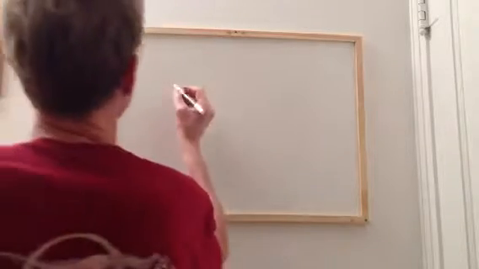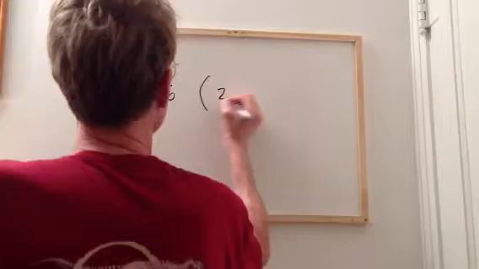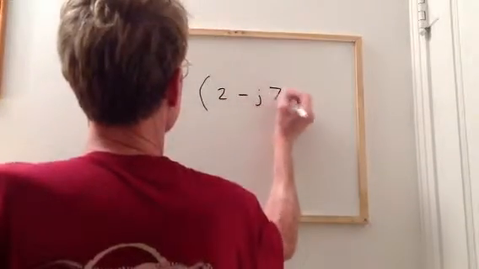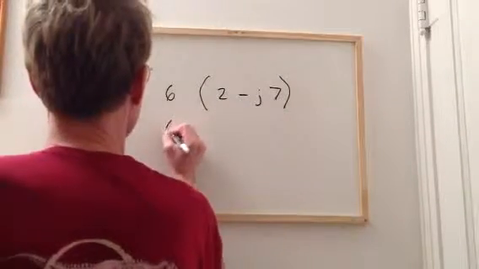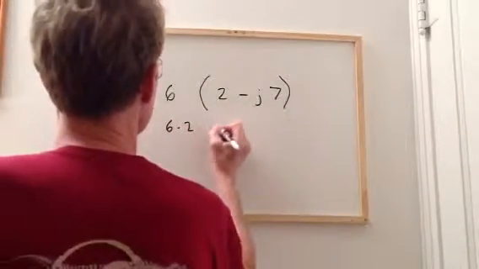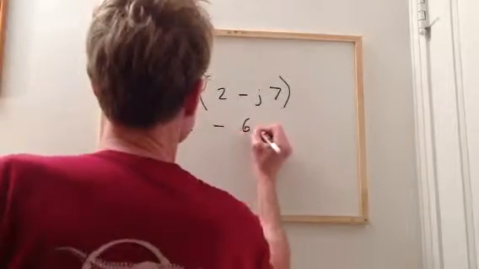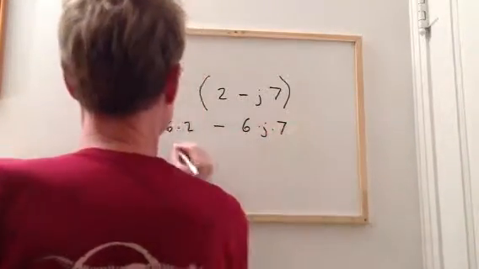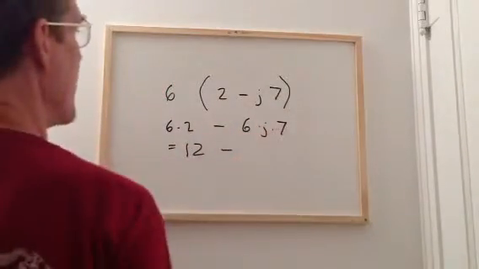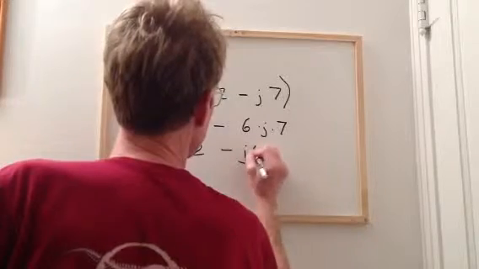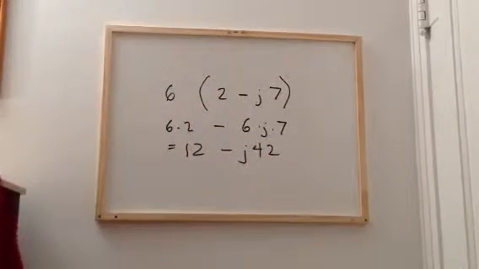Let's take another simple example. 6 times 2 minus J7. Well, that's even easier than the previous one. 6 times 2 minus J, or minus 6 times J times 7 equals 12 minus, and we can call that J42. 6 times 7 equals 42.